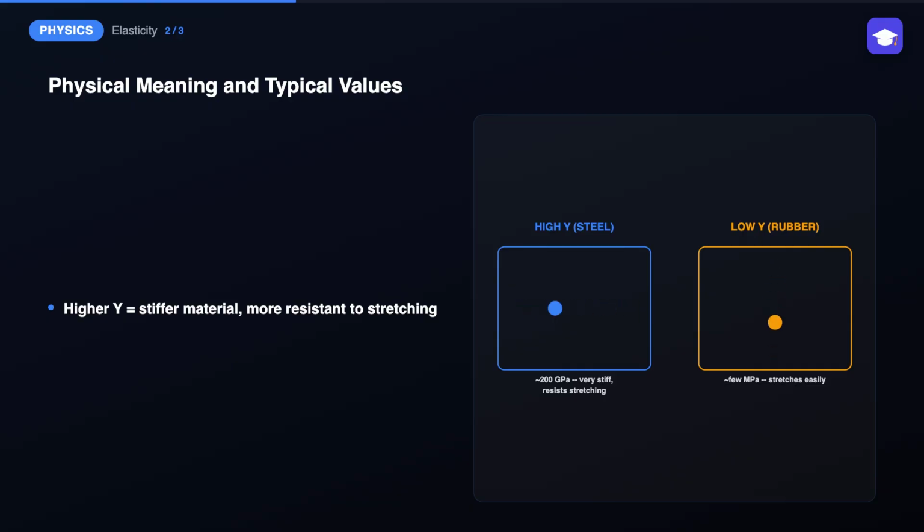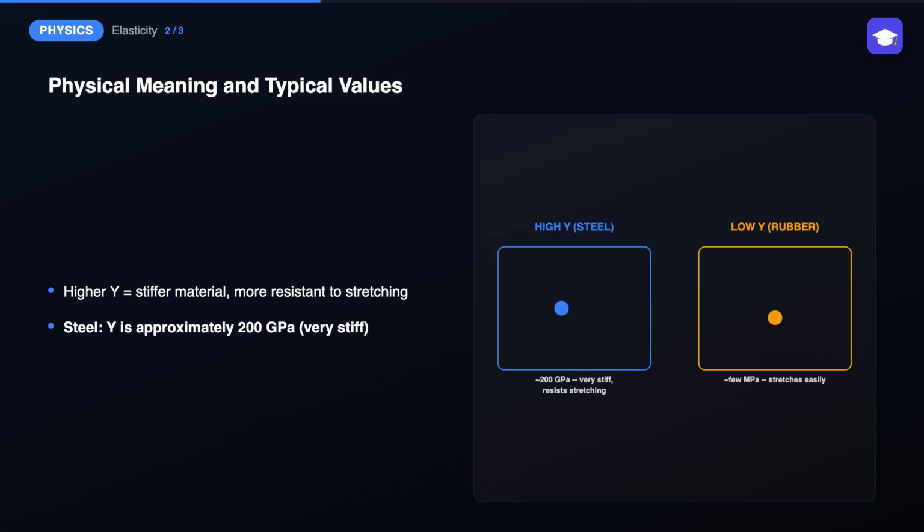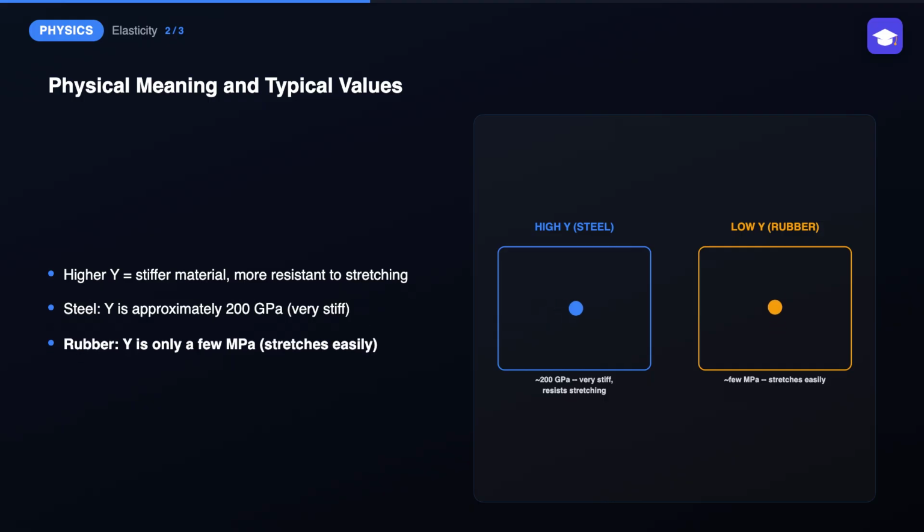A higher Young's modulus means the material strongly resists stretching, requiring a much larger stress to produce the exact same strain. Steel has a genuinely high Young's modulus, around 200 gigapascals, making it very stiff and difficult to stretch, while rubber has a genuinely tiny Young's modulus, around a few megapascals, explaining why rubber stretches so easily under comparatively small forces.